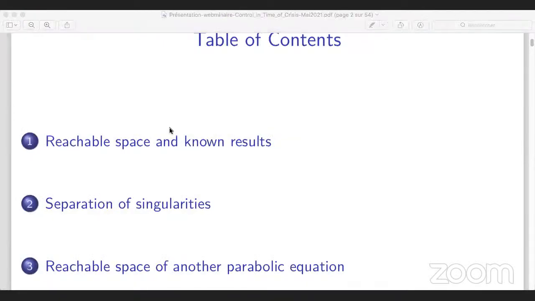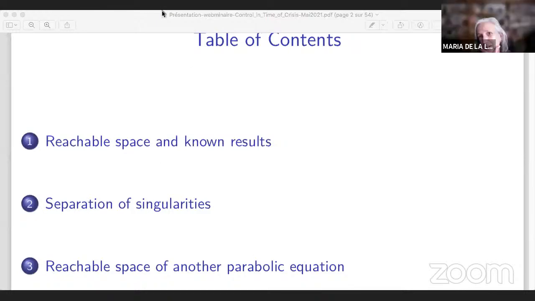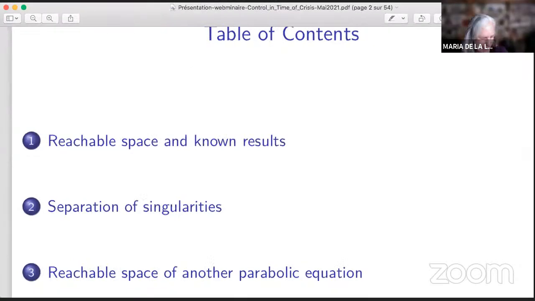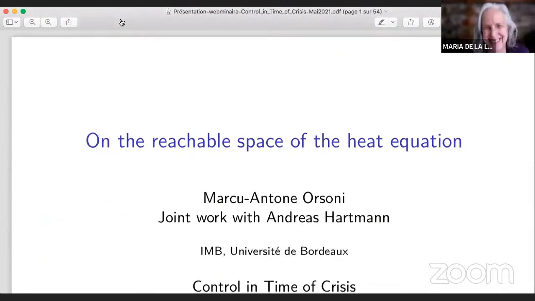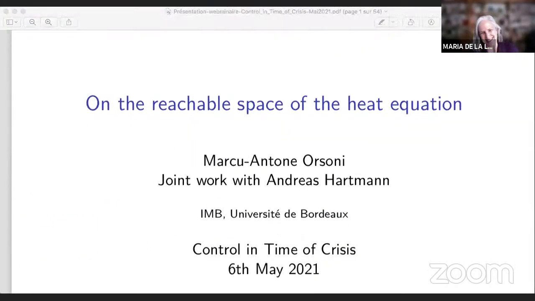So, Marco, can you? And the first slide, because I don't remember the name of your talk. Okay. So we present now Marcu-Antone Orsoni from Université de Bordeaux, and he's going to talk on the reachable space of the heat equation. Thank you very much, Marco.